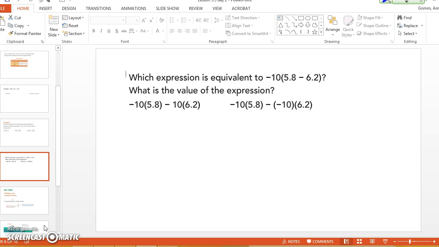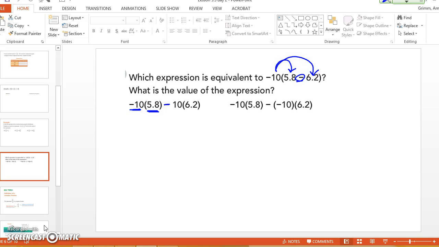All right, here's another one. So which expression is equivalent to, and what is the value? So it's going to make us do both this time. All right, so this one's a little bit harder. So again, you want to make sure that you're taking this negative 10 times this, and negative 10 times this. It has to go to both. Okay, so this one says negative 10, and then it's got times 5.8, and then what did they do wrong on this one? Can you see it? They forgot to add the negative, because they kept the minus, which is right here, but then they made it a positive 10.